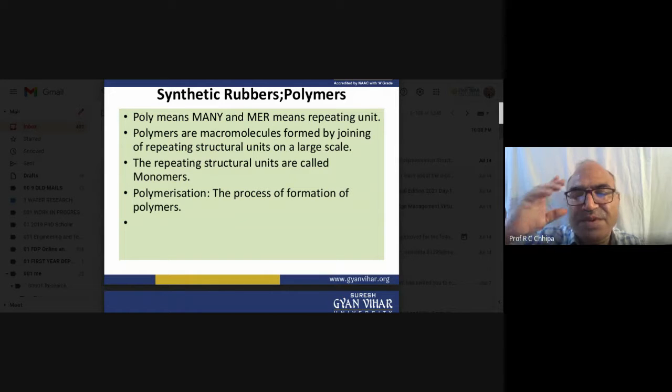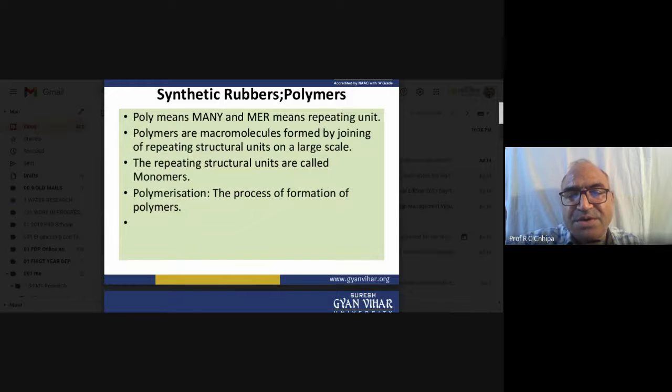So this is what we are concerned with regarding rubbers. Those are polymers with repeating units. I have earlier discussed natural rubber. The repeating unit is 2-methyl-1,3-butadiene, that is isoprene. So isoprene is the structural repeating unit for natural rubber. And these repeating structural units are very specific. Specific means unsaturation is there in those monomer units.